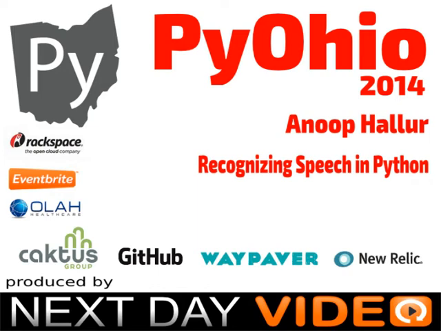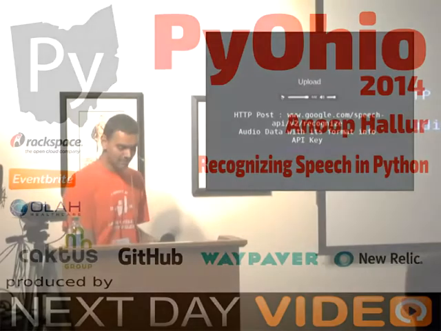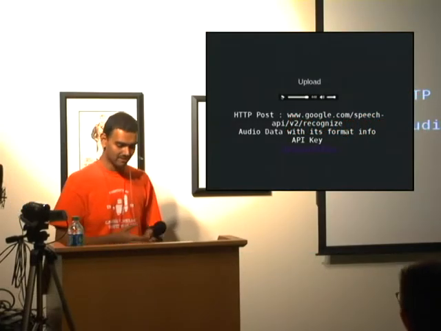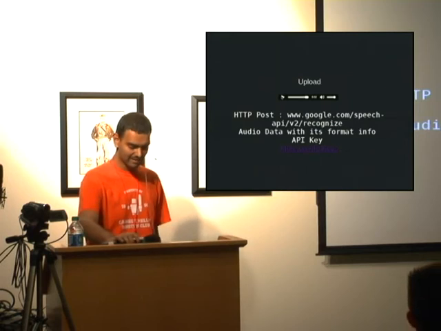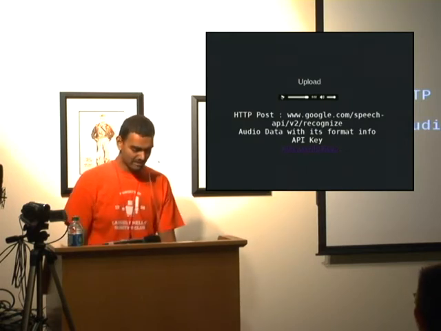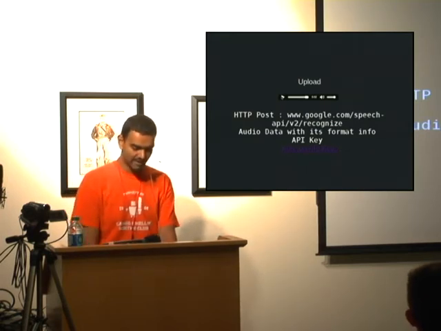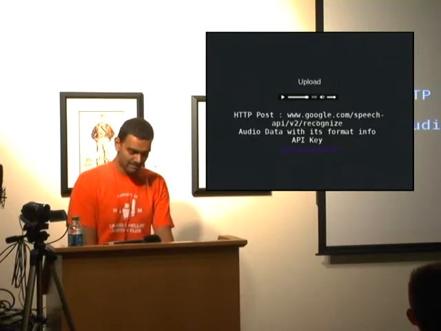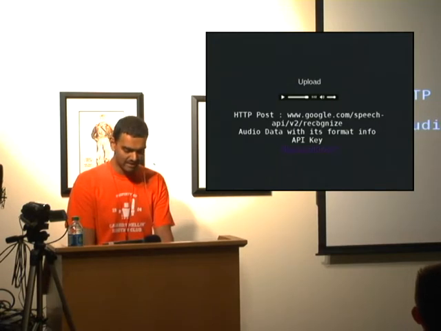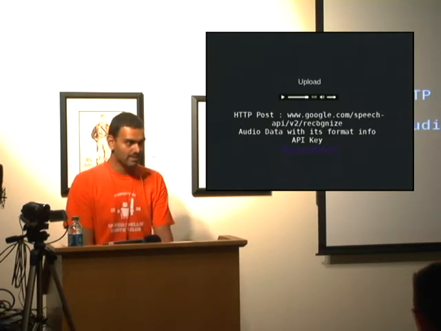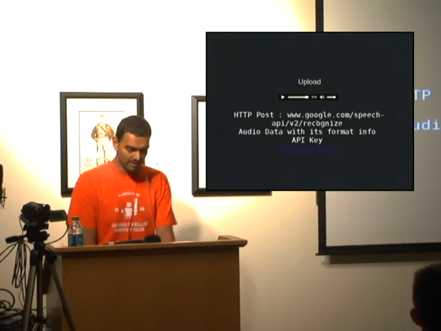Okay, it's some random sound actually, and I want to recognize it. I want to make a post request to Google to recognize this, and it's fairly simple actually. We just make an HTTP post request to this API. We need to give the audio format and its data along with our API key. That's the key here. In fact, I can show the script.